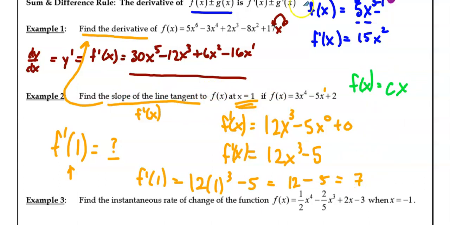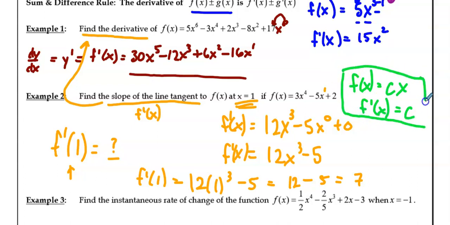So back up here to another rule that we can use is that if we have a function where we have just a number times x, then the derivative is just always going to be that number, right? It's always going to be that number. So here's another little rule that we can have.